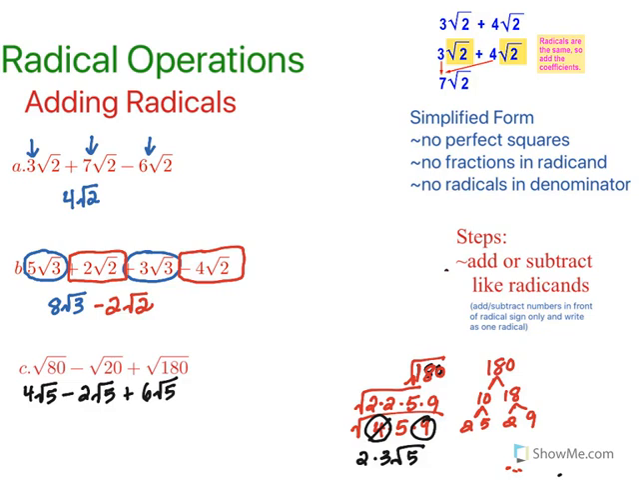So now that I have them all simplified, we can see that they are like terms because they all have the same radicand of 5. And so now let's combine them. Add or subtract those coefficients. So in this case, I'm going to do 4 minus 2 and then plus 6. So 4 minus 2 is 2, plus 6 is 8. And so my simplified form here would be 8 square roots of 5.